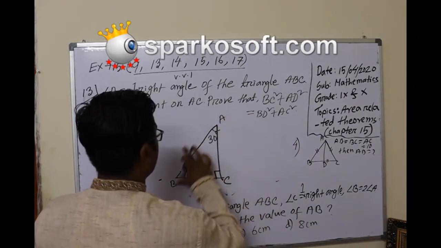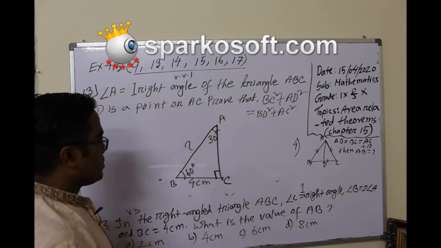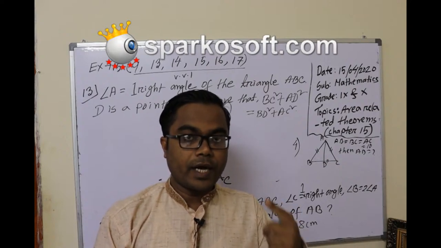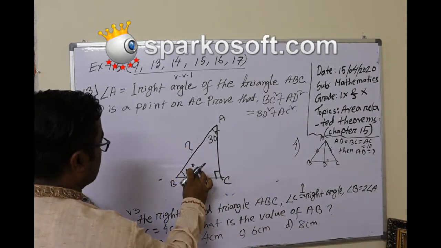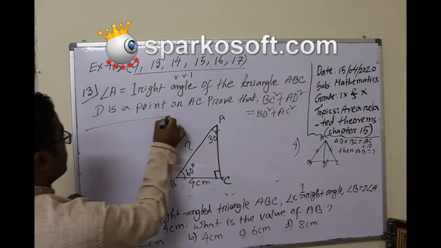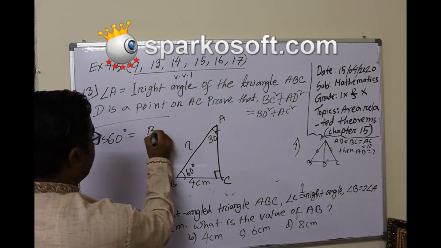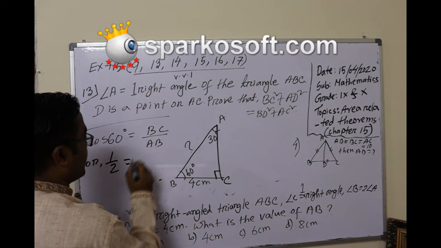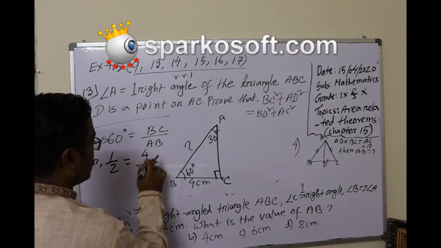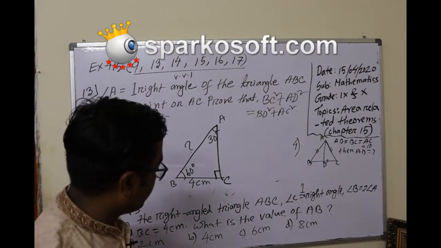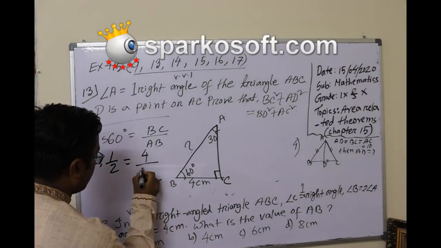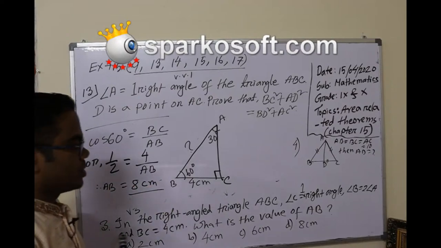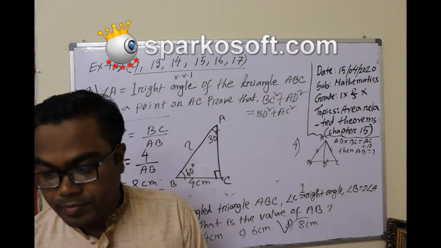What is the value of AB? We have to find this. Do you know, cos means curly brown hair. Curly means cos theta, brown hair means base by hypotenuse. So you can apply cos 60 degrees, because base and hypotenuse are given. Cos 60 degrees equals BC by AB. The value of cos 60 is half. BC means 4, and AB we have to find. So in the next line, you'll get the correct answer. Therefore, AB equals 4 times 2, that is 8 centimeter. This is the correct answer, option 3D. Clear, my dear students?